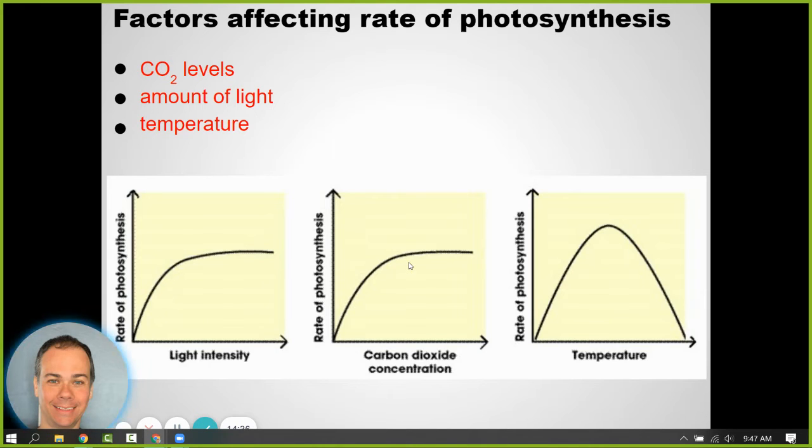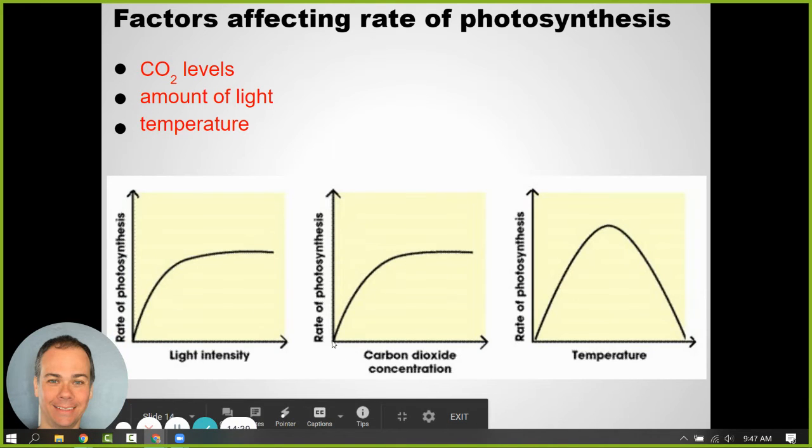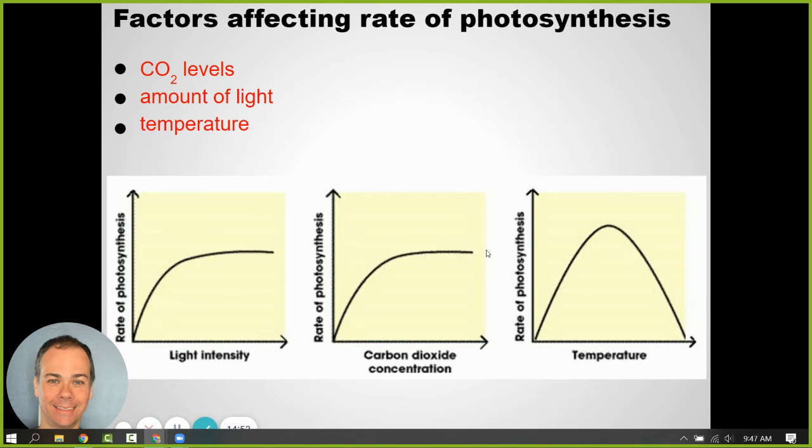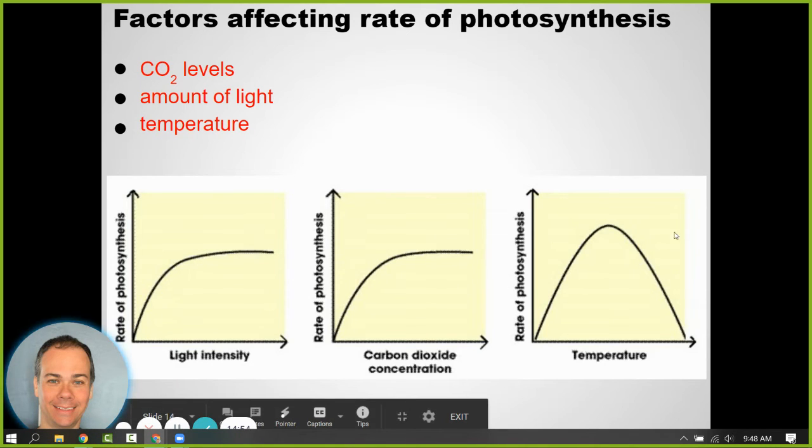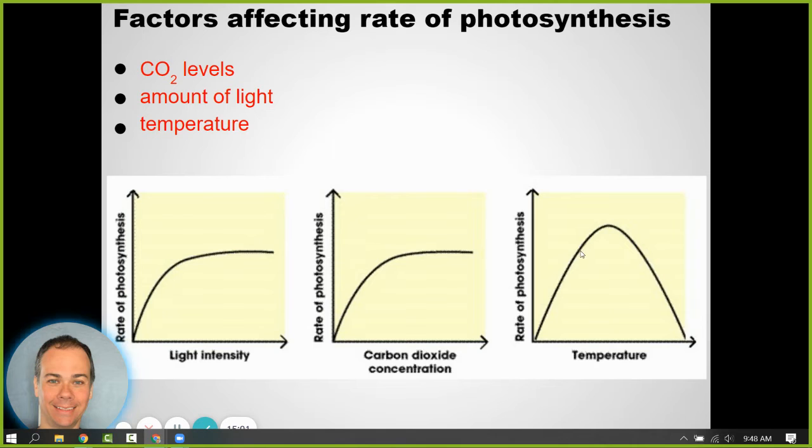Same thing with carbon dioxide. If there's a very small amount of carbon dioxide, photosynthesis won't occur. But as you increase carbon dioxide, photosynthesis increases and eventually levels off, maxes out. In terms of temperature, at low temperatures, photosynthesis is slow. As temperature increases, it rises. But if temperature gets too high, it starts to drop again.